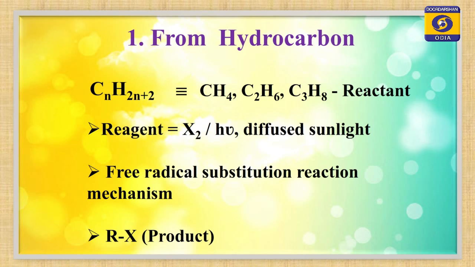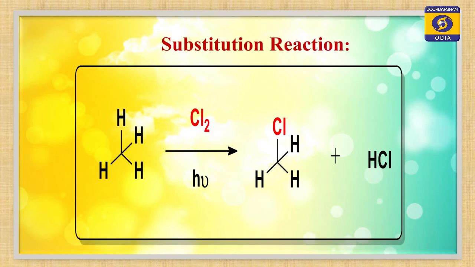But how can you do this? By using some reagent. So we need reactant and reagent to prepare the product. The reagent in this case is halogen and diffused sunlight or ultraviolet light, or UV light. And the mechanism which this reaction follows is free radical substitution reaction. The product at last will be haloalkane, or RX. The next slide, you see it.